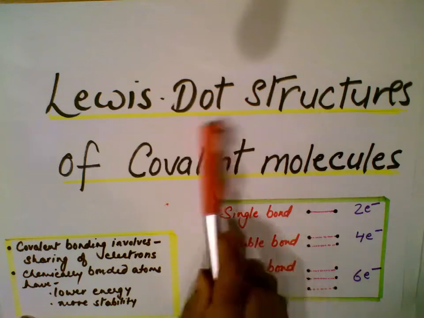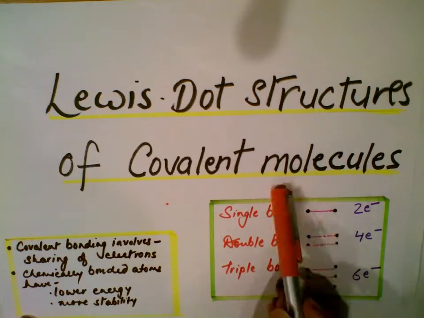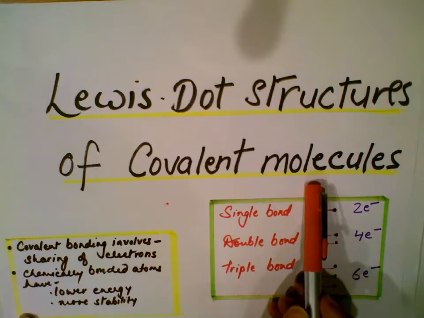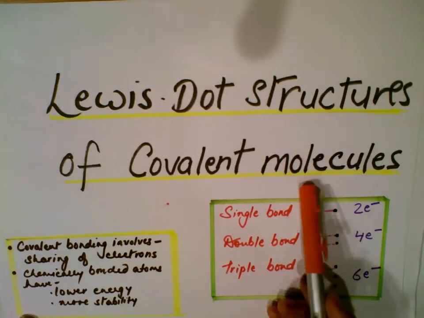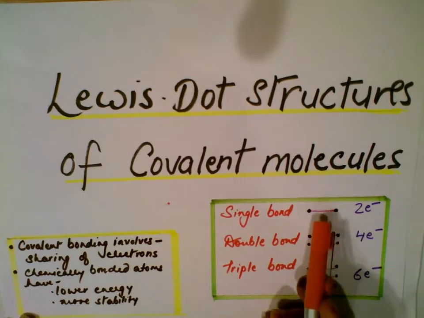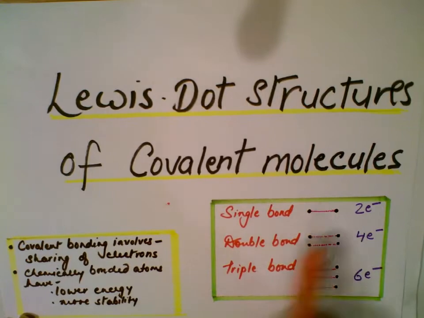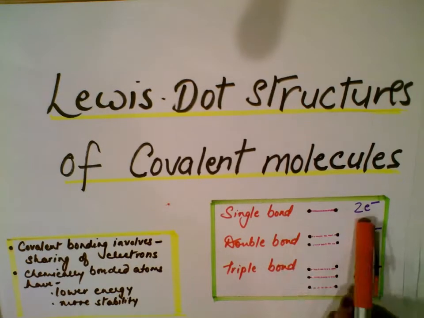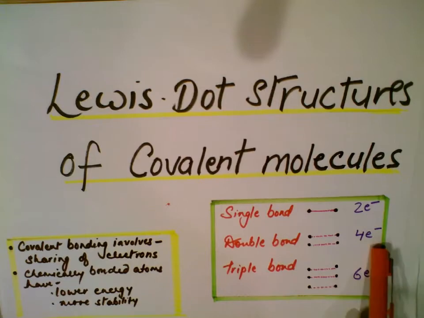This video is showing the Lewis dot structure of covalent molecules. Covalent molecules are formed by sharing of electrons, and once the atoms are chemically bonded, they become more stable due to the less energy. So for a single bond, 2 electrons are used. For a double bond, 4 electrons are used.